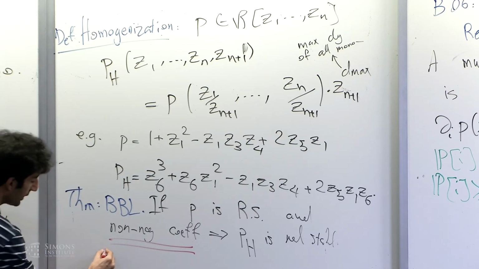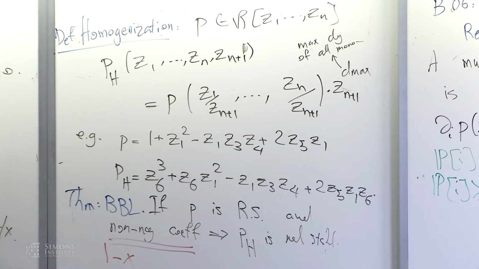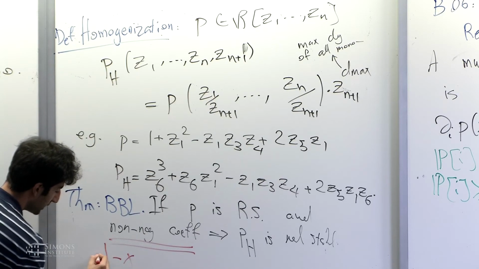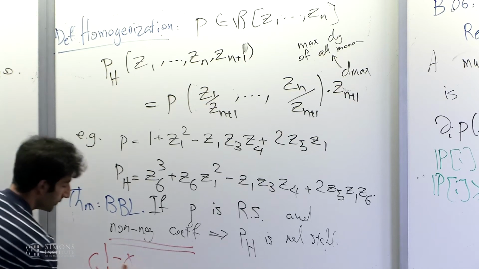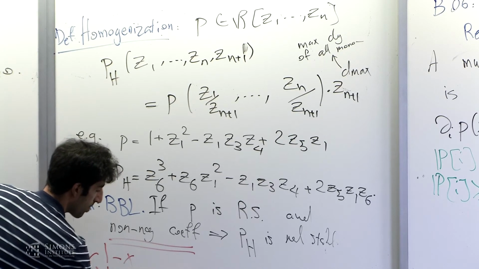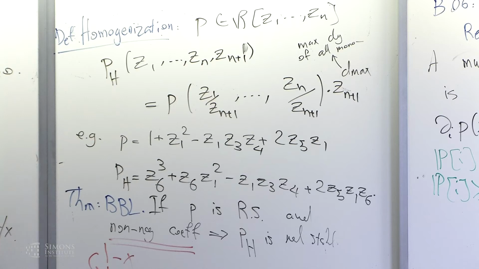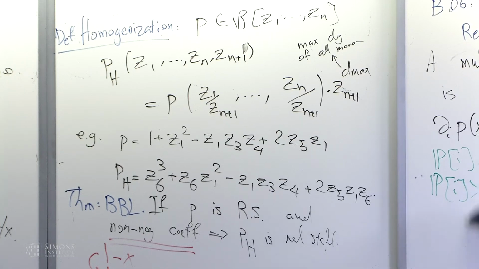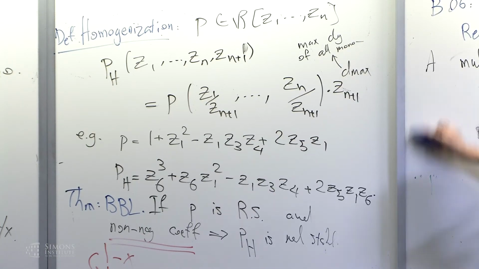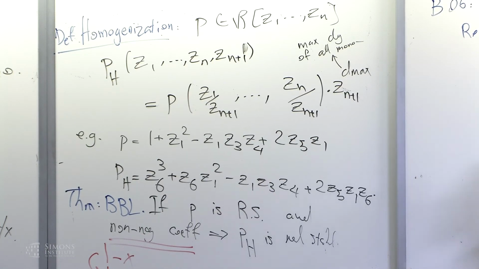So for example, if you look at 1 minus x, this is a real stable polynomial, but when you homogenize it, you get y minus x, which is not real stable. But if all of the coefficients are non-negative, the polynomial remains real stable. I'm not going to prove this. I just want to use it. Any questions?